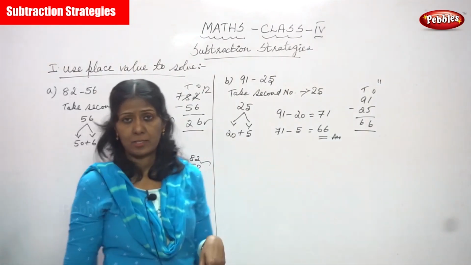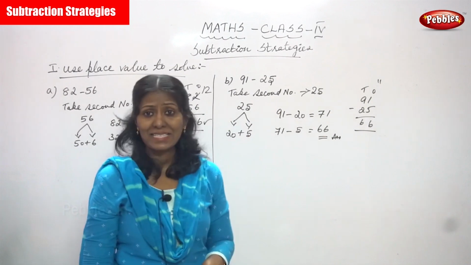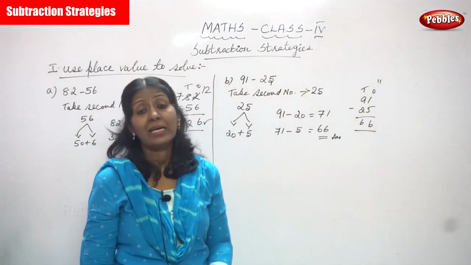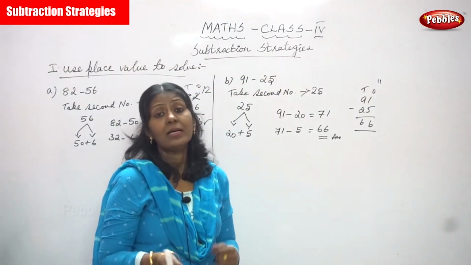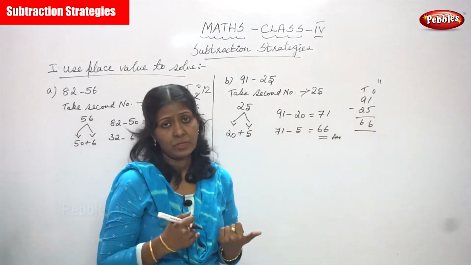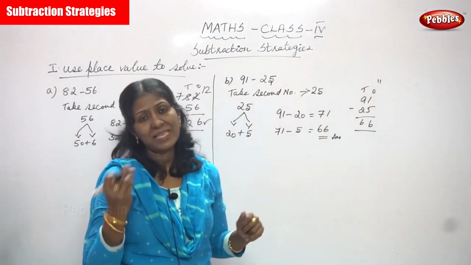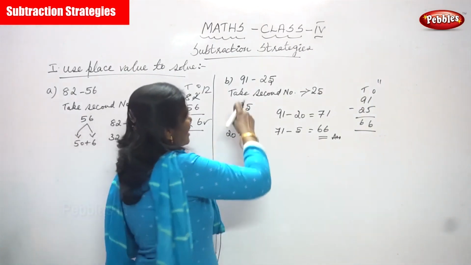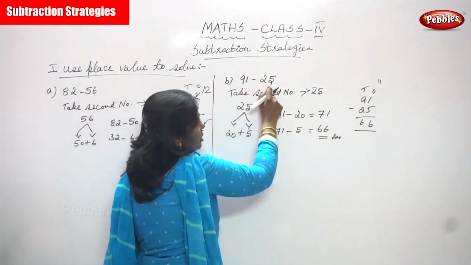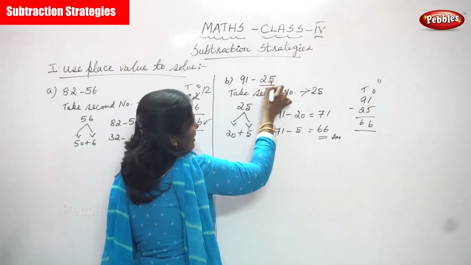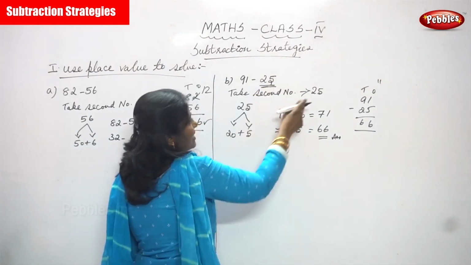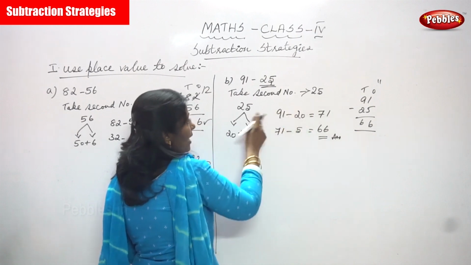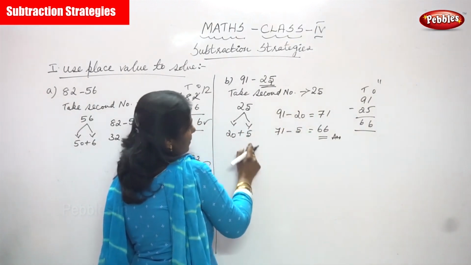Now we are going to solve the second sum, 91 minus 25. The same subtraction, following the subtraction strategy, using the place value method. The first number is 91 and the second number is 25. We always take the second number and split it: 20 plus 5.